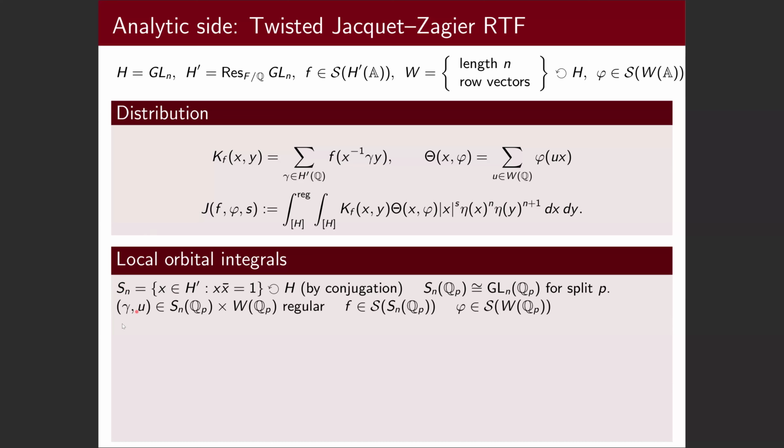More precisely, if I take a pair gamma and u, where gamma is an element of this symmetric space and u is an element of this affine space, so u is a length n row vector with coefficients in Q_p, I'll take this to be regular, which means that the stabilizer for the H action is trivial. Then I can consider an orbital integral associated with some test functions.